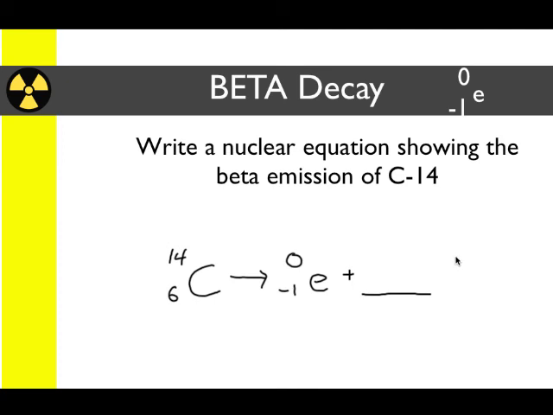Okay, so let's just add up our numbers to make sure they add up the same on both sides. I have a mass of 14 on the left and 0 on the right so far, so it looks like I've got 14 still over there. Right, so that didn't change. That's easy. 6 on the left, -1 on the right. So 5. What plus negative?